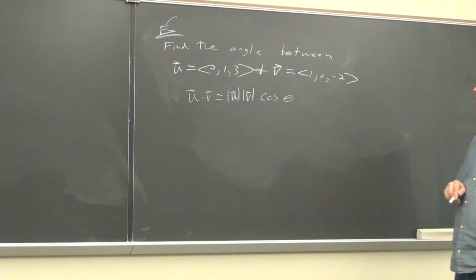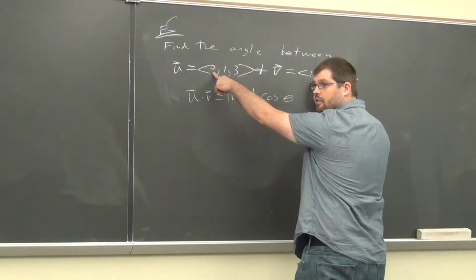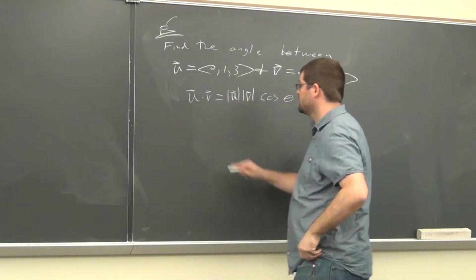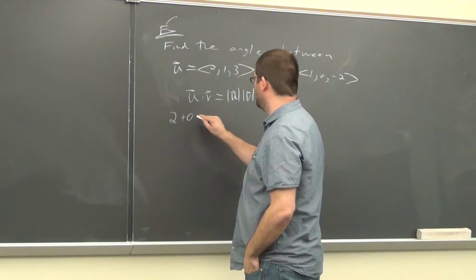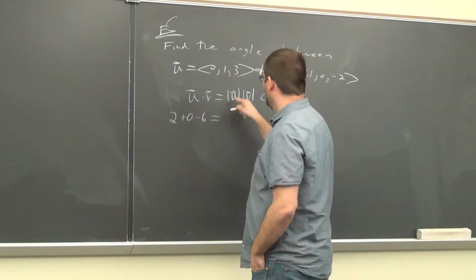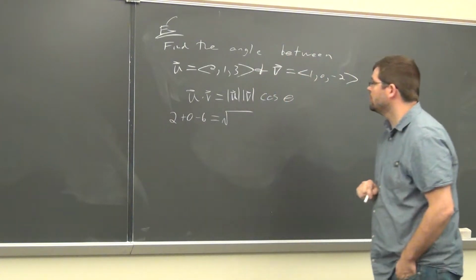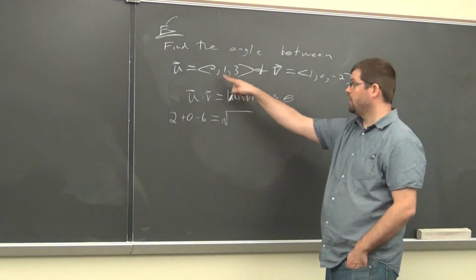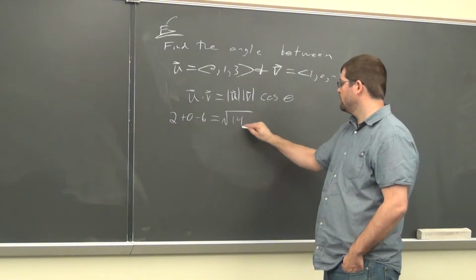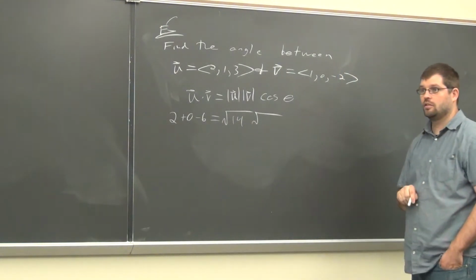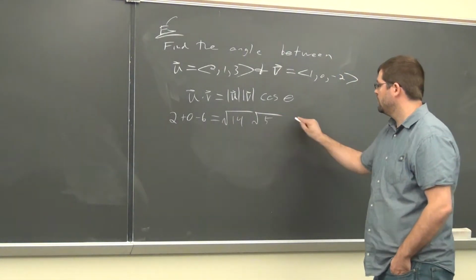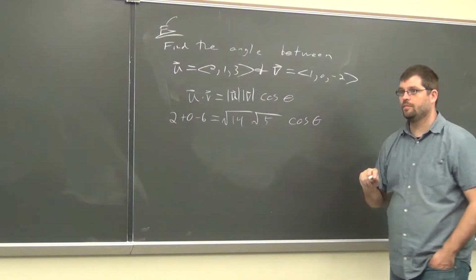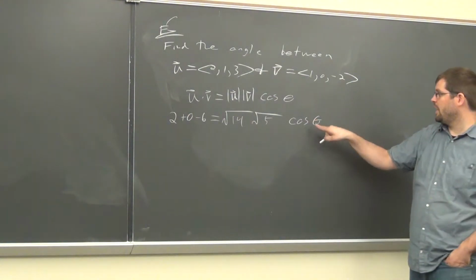So what's the dot product of these two guys? -4, you get 2 times 1, right? Plus 0 plus -6. So let me just say 2 plus 0 minus 6. What's the magnitude of u? Square root of 14. 4 plus 1 plus 9, right? And the magnitude of v? Square root of 5. Is that okay? And so we're after this angle, so you just solve for it.